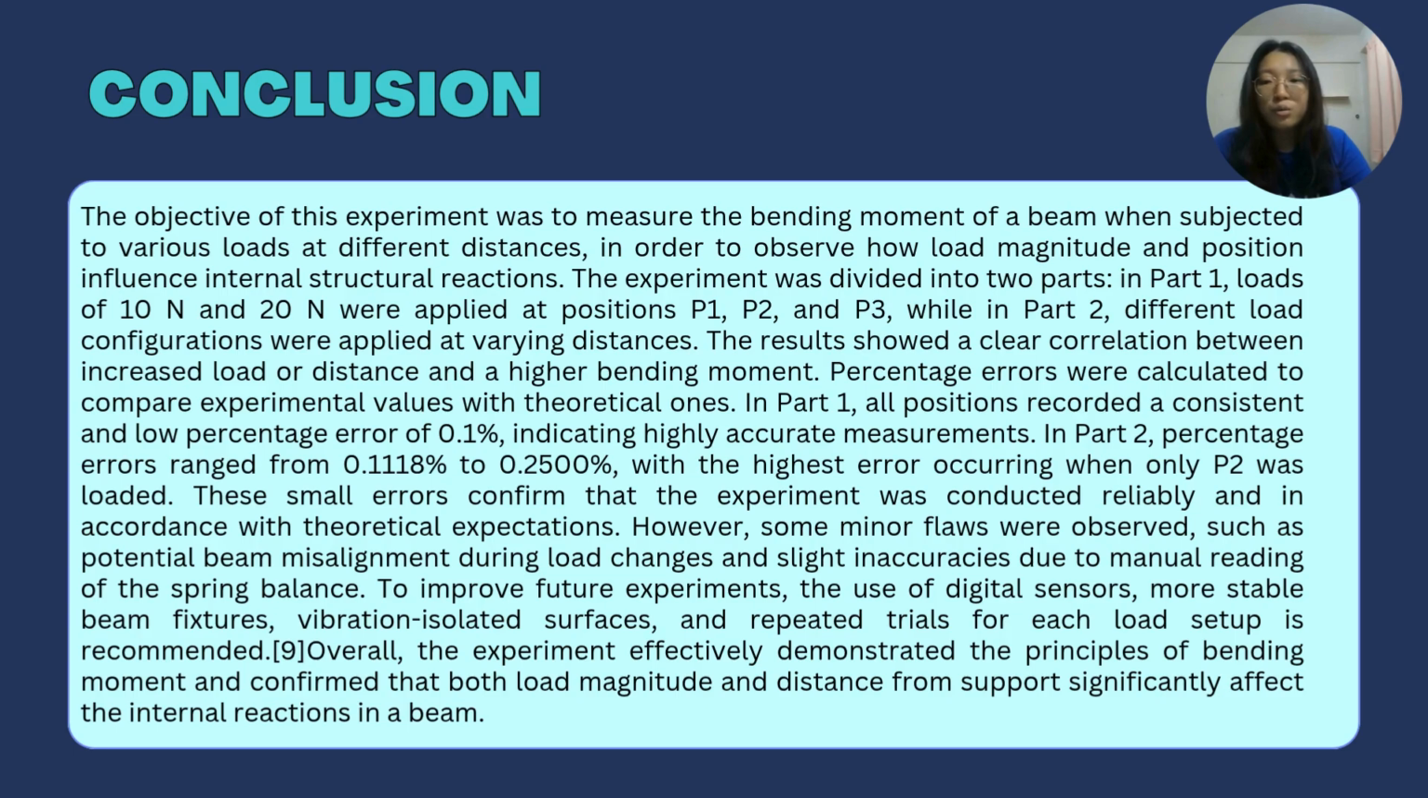However, some minor flaws were observed, such as the potential beam misalignment during load changes and slight inaccuracy due to the manual reading of the spring balance. To improve further experiments, the use of digital sensors, more stable beam fixtures, a vibration-isolated surface, and repeated trials for each load setup is recommended. Overall, the experiment effectively demonstrated the principle of bending moments and confirmed that both load magnitude and distance from support significantly affect the internal reaction in a beam.